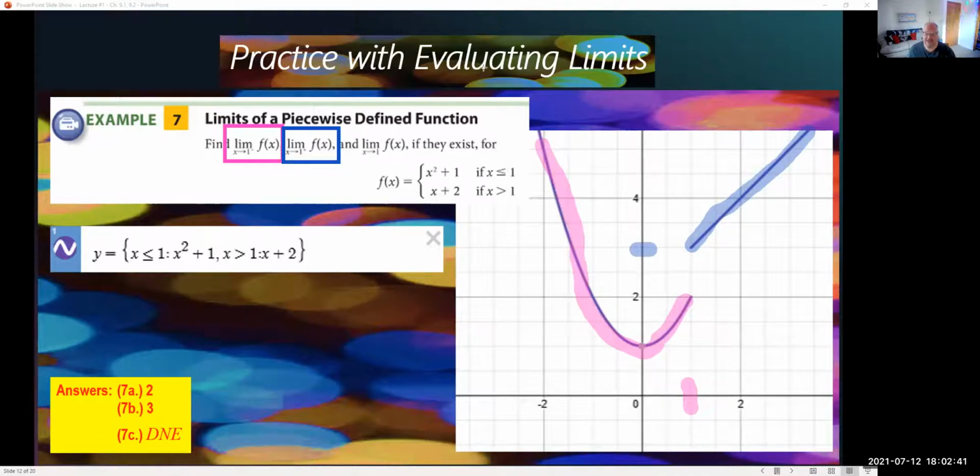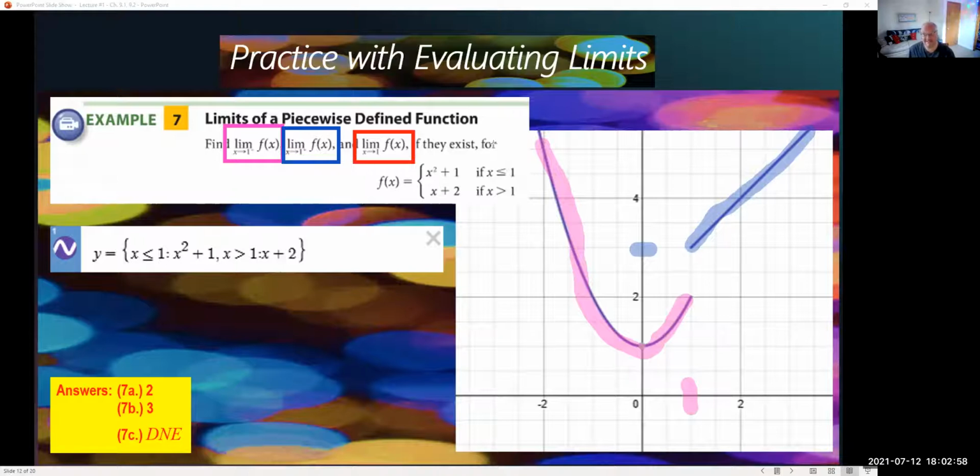And now for the last question, what about the limit as x approaches 1? And notice there's no direction. There's no from the right or left. There's no small exponent font size plus or minus. That means from both left and right. And the answer is it does not exist.